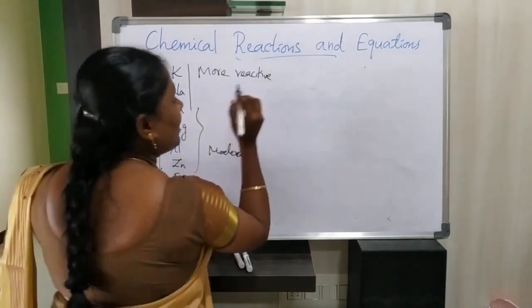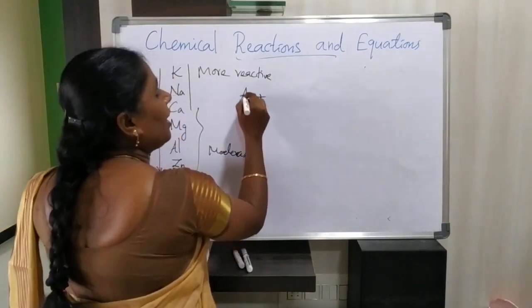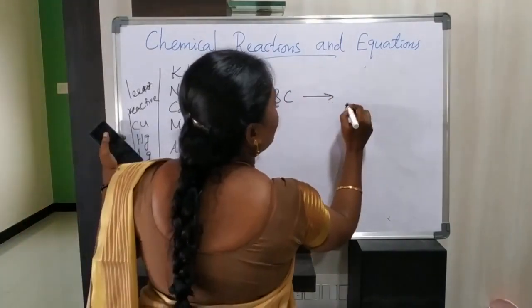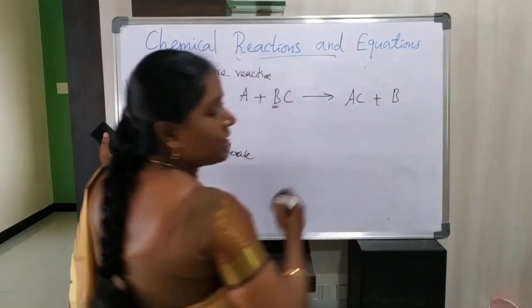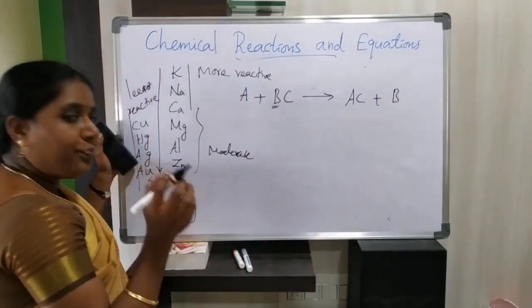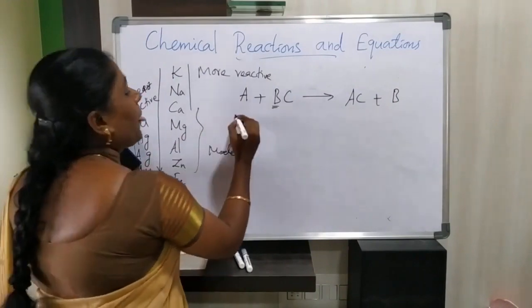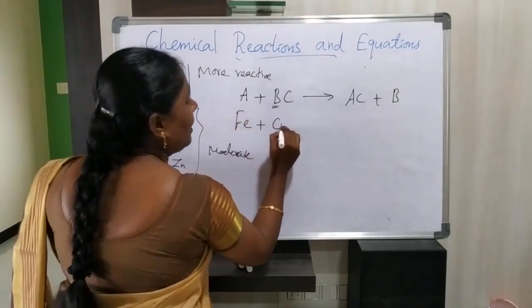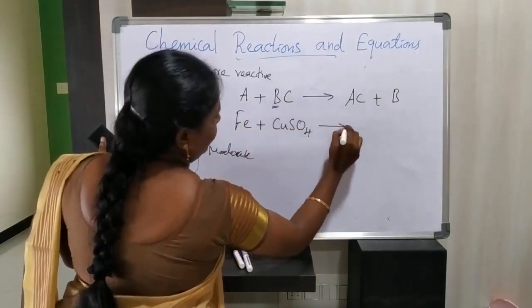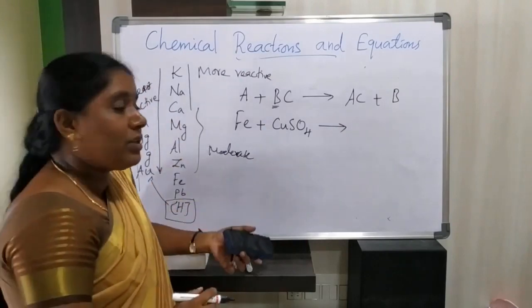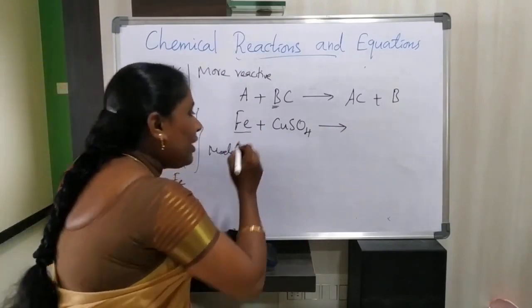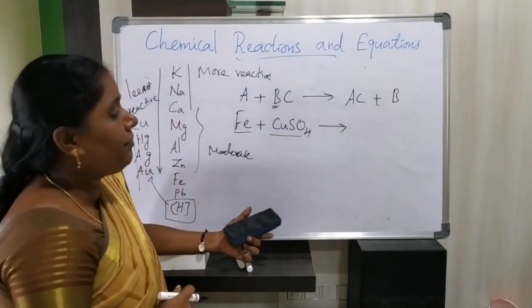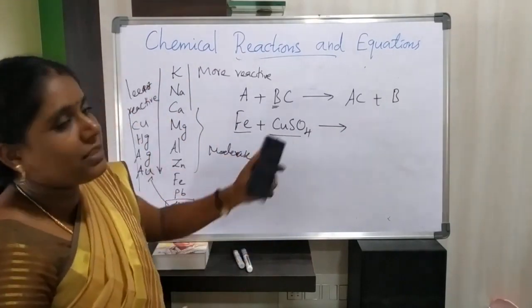So what we have discussed in displacement reaction is that a more reactive element A displaces the less reactive element B from its salt solution, isn't it? Same like this. See, here we will discuss one example, that is the reaction between iron and copper sulfate solution. What happens now? Here we have two substances, one is iron, another one is a salt solution, that is copper sulfate solution, isn't it?